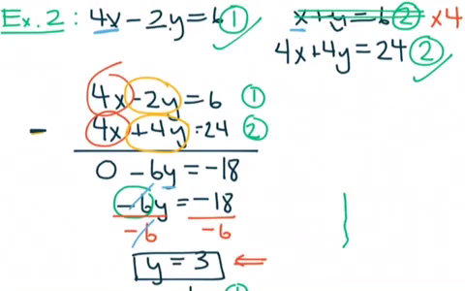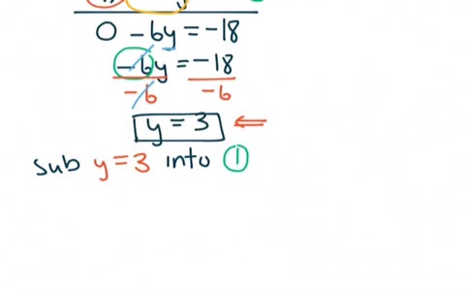Oh, I'm having some trouble here. 4x minus 2y equals 6. So I'm going to write 4x minus 2y equals 6. This is equation number 1.